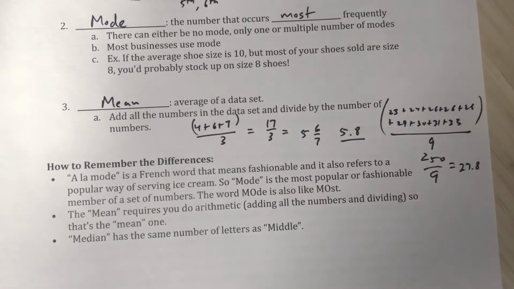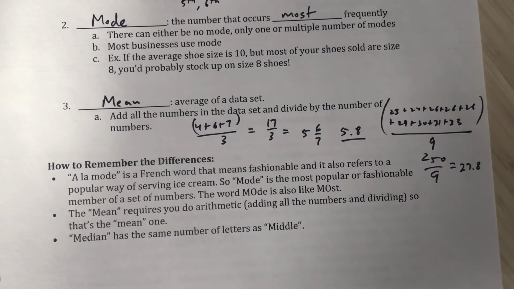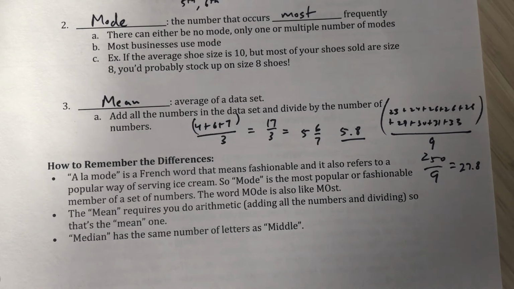Now, how do you remember all this? Well, à la mode is a French word that means fashionable. It also refers to a popular way of serving ice cream, or so I've been told. So mode is the most popular or fashionable member of a set of information or numbers. The word mode is also like most. Both start with MO. The mean requires you to do arithmetic or math, adding all the numbers and dividing. So that's the mean one. And lastly, the median has the same number of letters as middle. So middle number, the median value, correlate together.